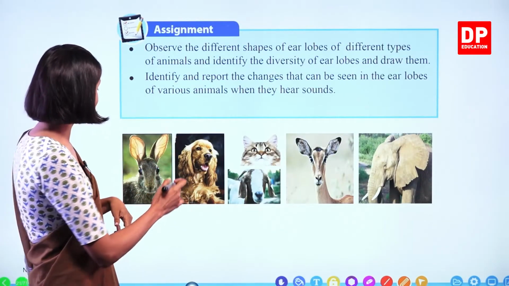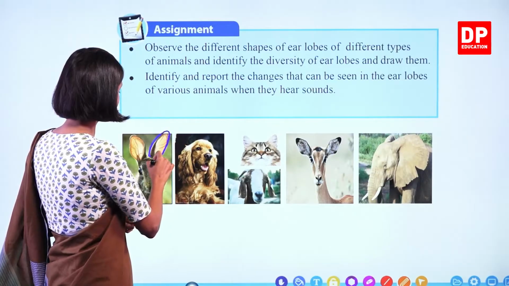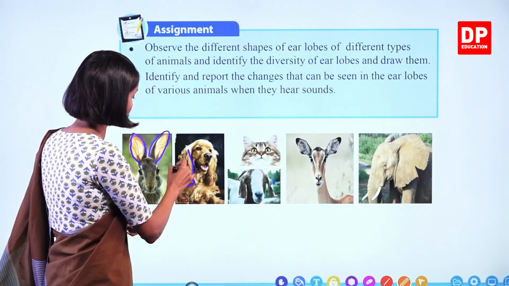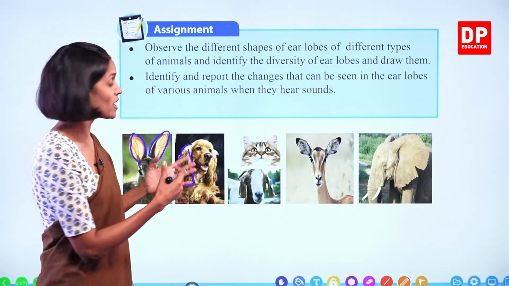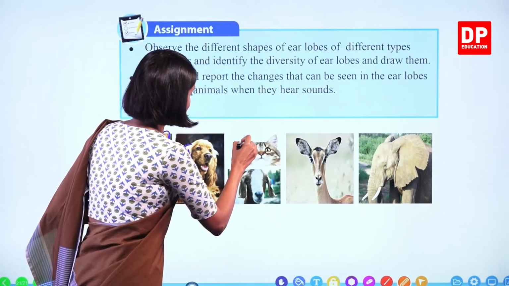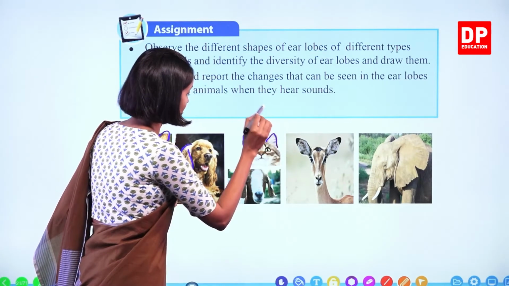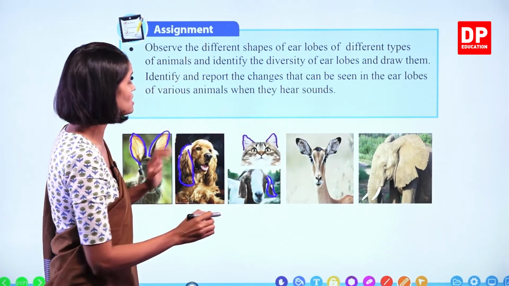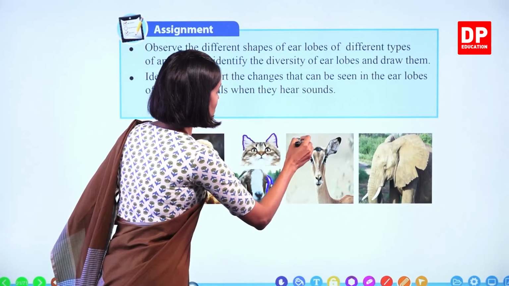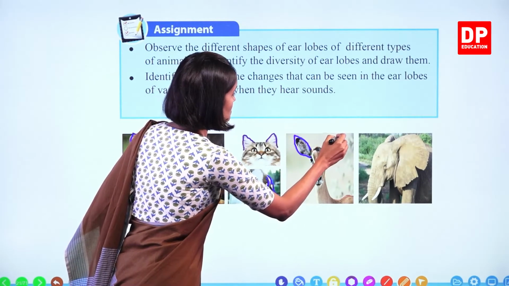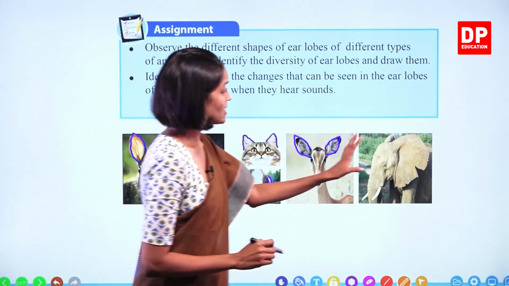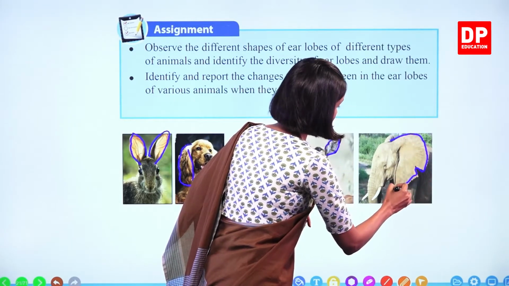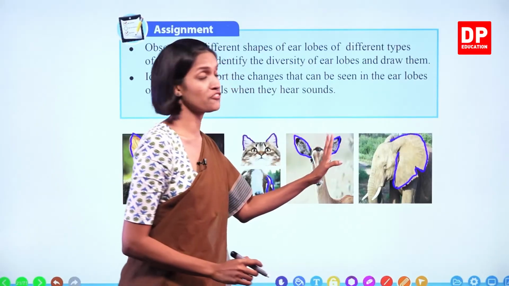So look at the rabbit ears here. Look at the shape. Look at the dog's ears. Now dogs have different types of ears according to their breed, okay? Look at the cats. Look at the shape. A goat. You have to observe the shapes of the earlobes, no? And this is the deer. The elephant has large earlobes. So these are different types of earlobes.